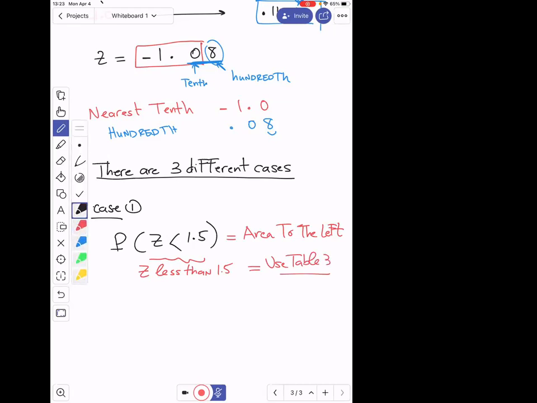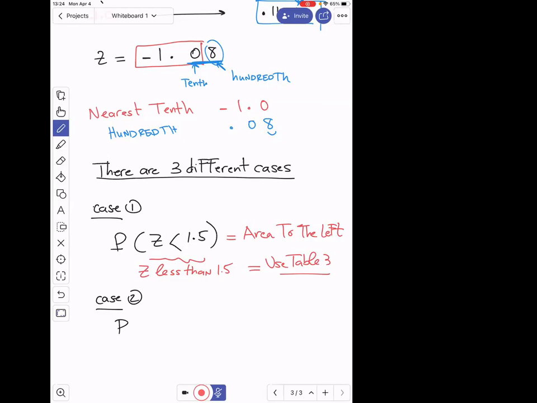Now, there is a second case, case 2. Do you have to convert the number 1.5 into a negative? Yeah, we're going to do that later.